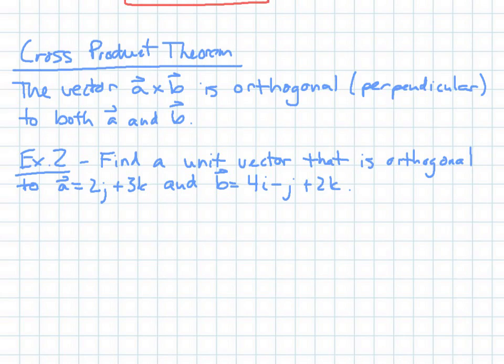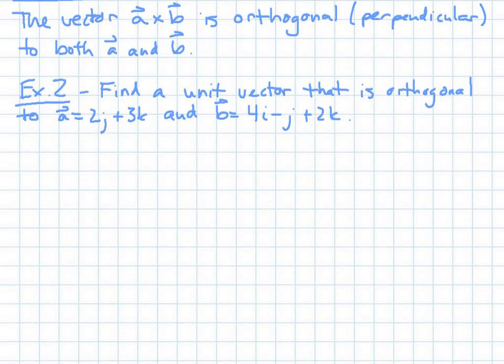So example 2 wants you to find the unit vector that is orthogonal to vector A and vector B. That just means they want you to find the cross product and then divide that by the magnitude of the cross product, because remember, that's how we find unit vectors. So first we need to find the cross product. So i, j, k. Then 0, 2, 3 would be vector A, and 4, -1, 2 would be vector B.